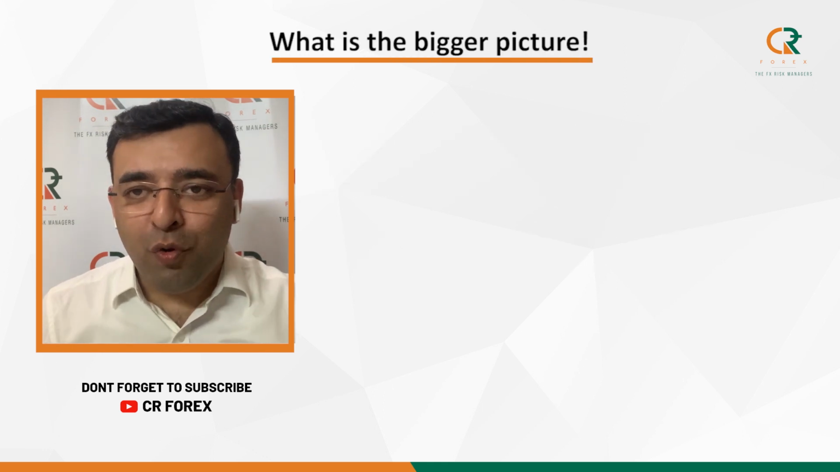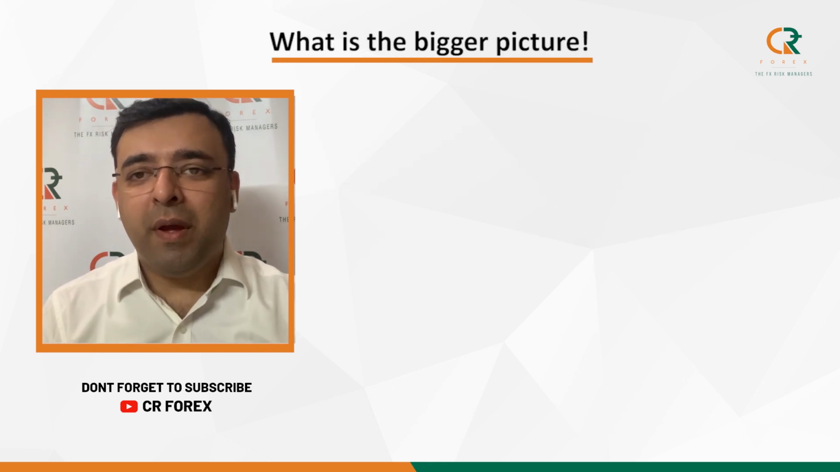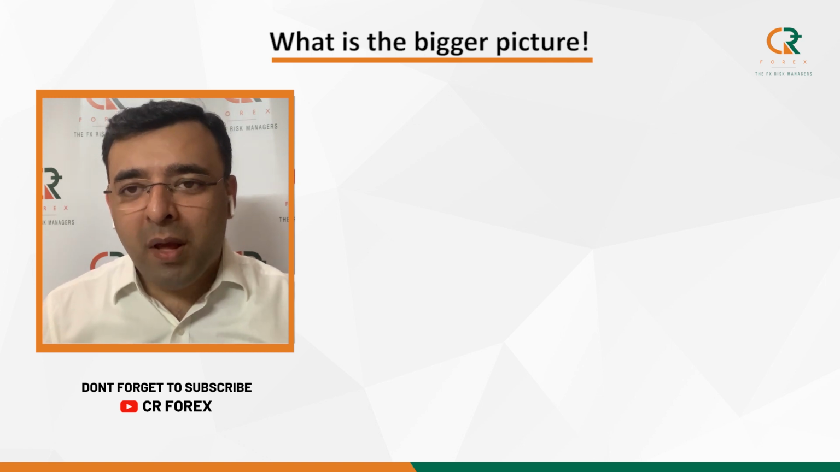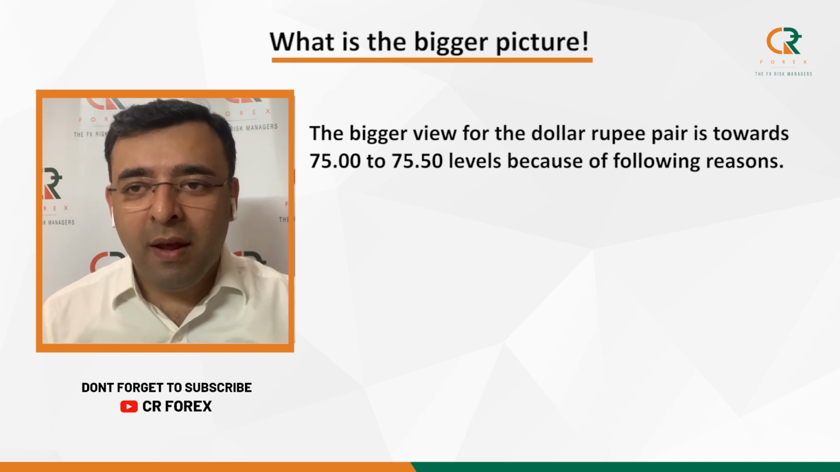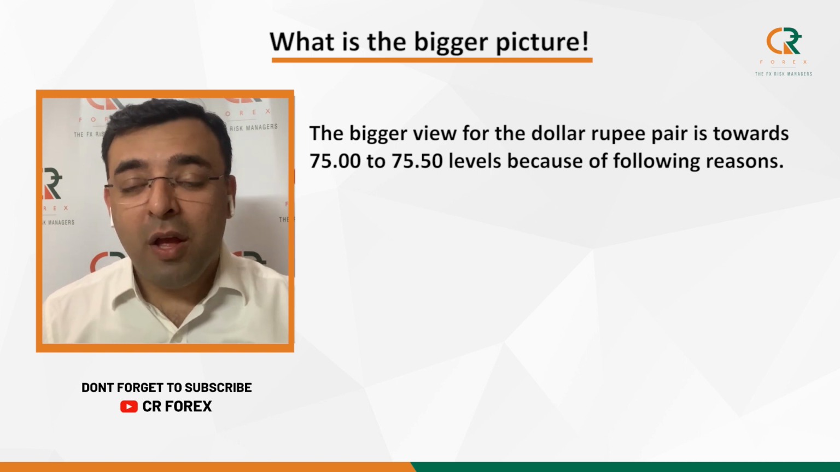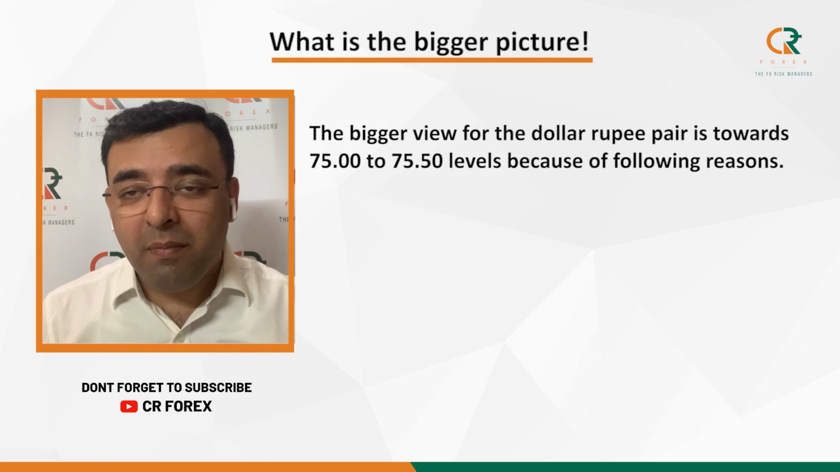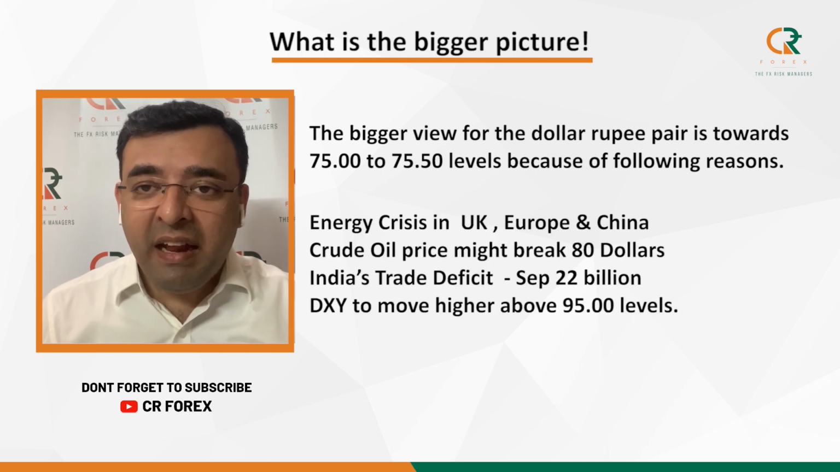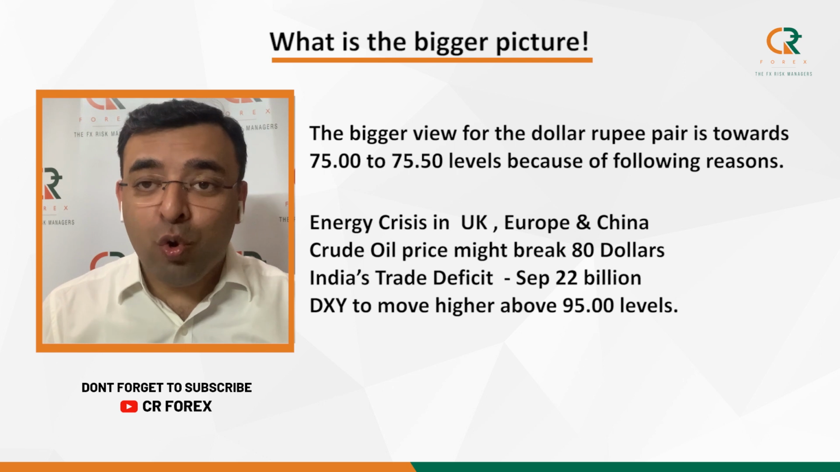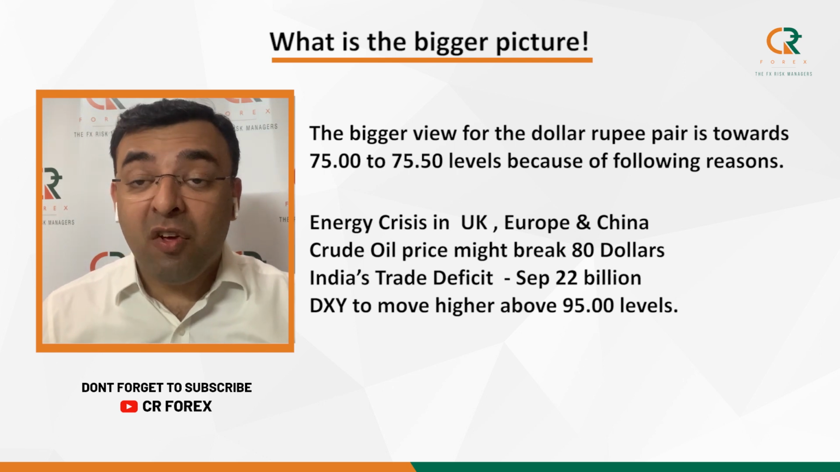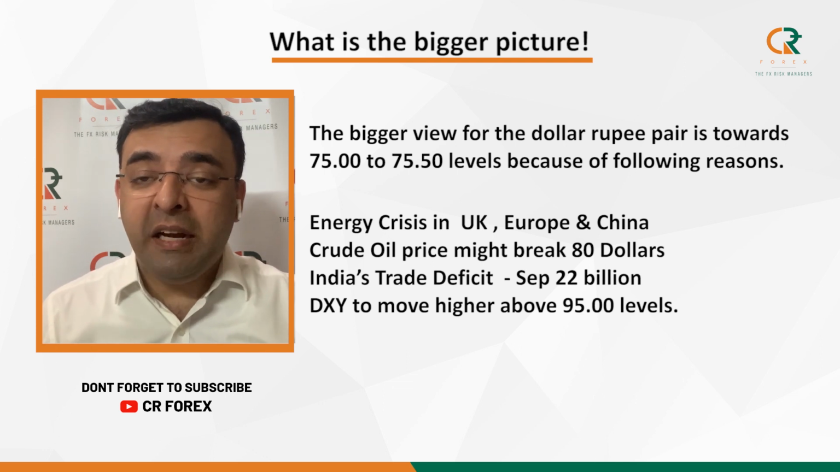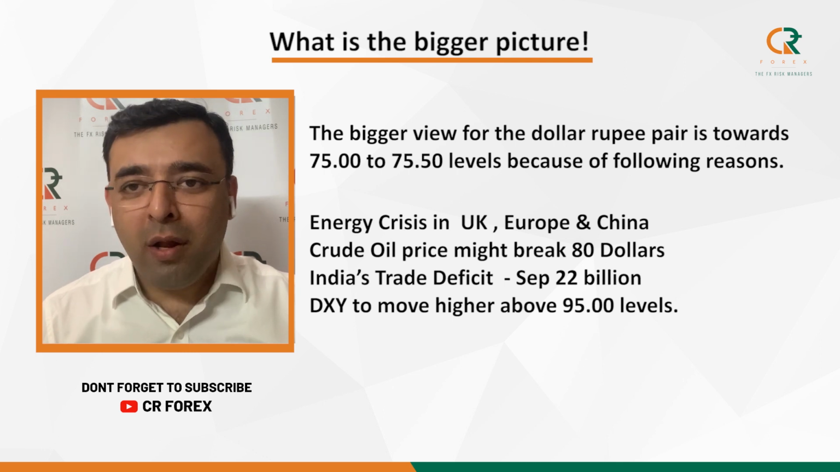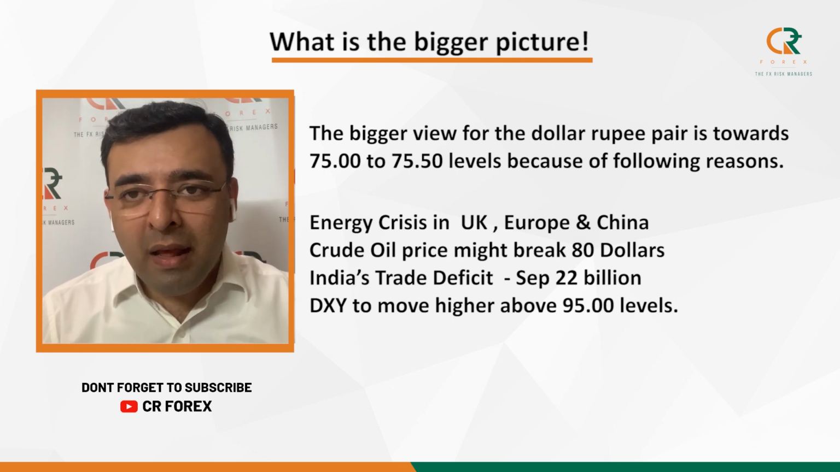This is a very short-term view, but if someone asks me what is the bigger picture for dollar rupee pair, the bigger picture for a dollar rupee pair is that it is expected to move towards 75, say 75 and a half ka level. There are four reasons for the same. पहला रीजन है एनर्जी क्राइसिस इन यूरोप, इन यूके एंड चाइना is getting worse and worse day by day, because of which we are expecting the crude oil price to move above $80. Probably $100 in few months is achievable.